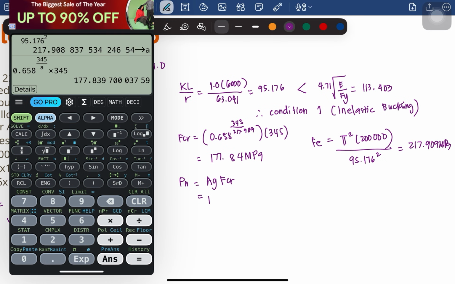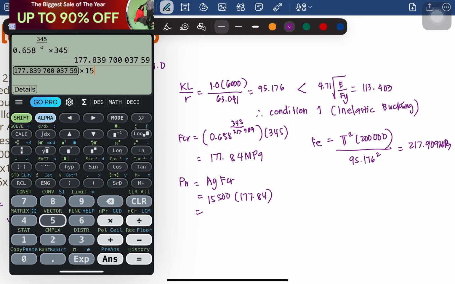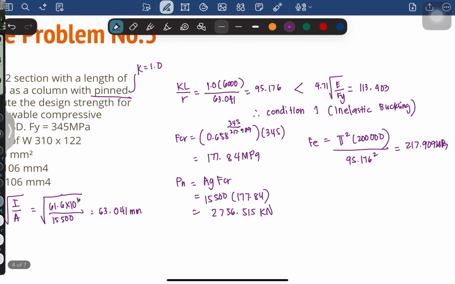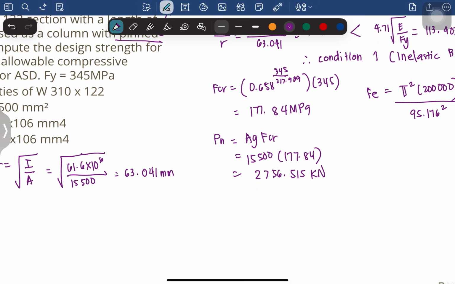So the given gross area is 15,500 times Fcr. Then divide it by 1,000. So 2,756.515 kilonewton. Then applying the design philosophy ASD and LRFD.